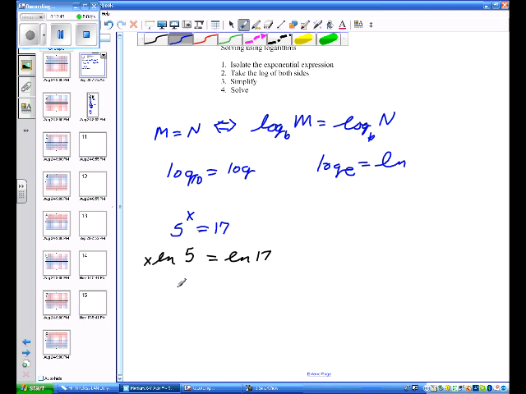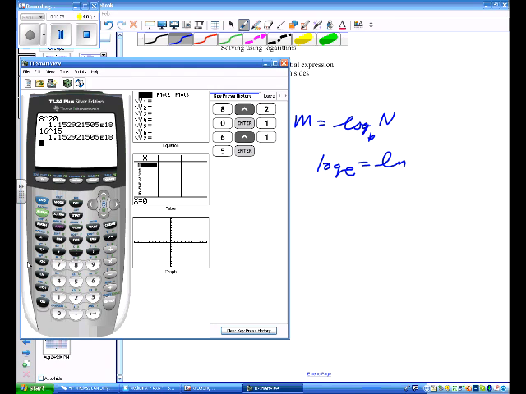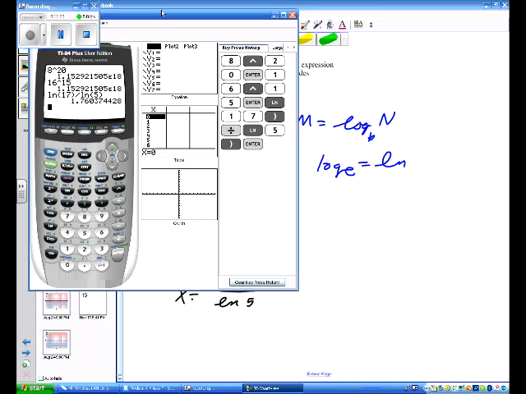Well, now I can solve for x. I'll divide both sides by the natural log of 5. Now, in this case, I have to go to my calculator to get my answer, so I'm going to divide the natural log of 17, and we'll have to close the parentheses, divided by the natural log of 5. And we get 1.76. We're going to round these to 2 decimal places. So we're going to get that x equals 1.76.